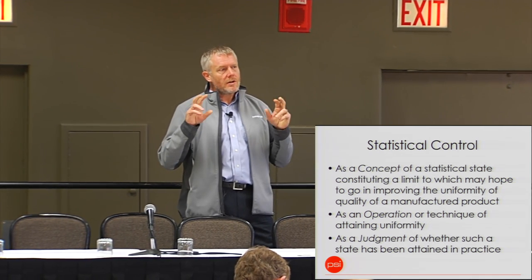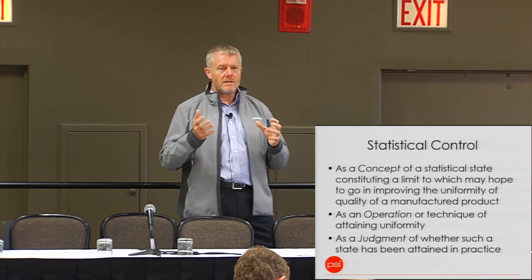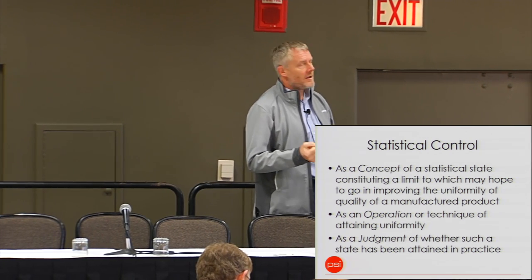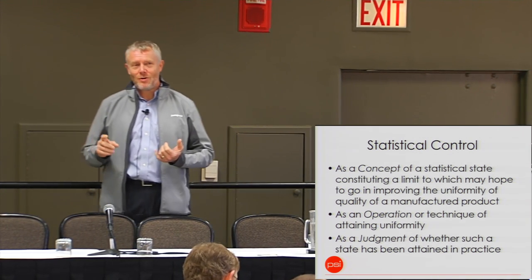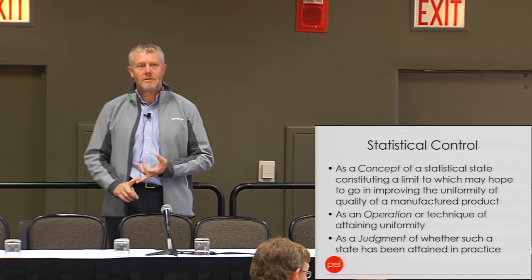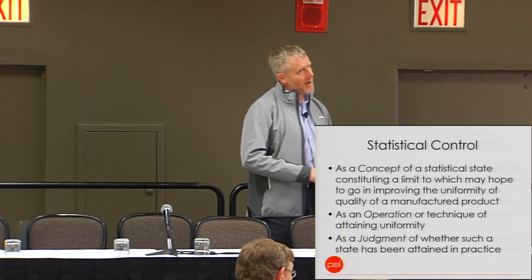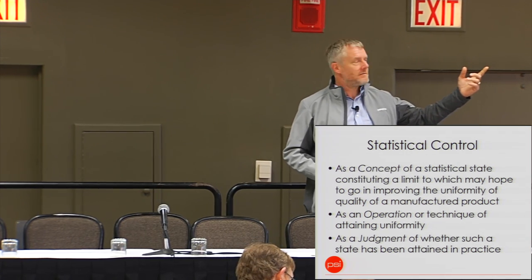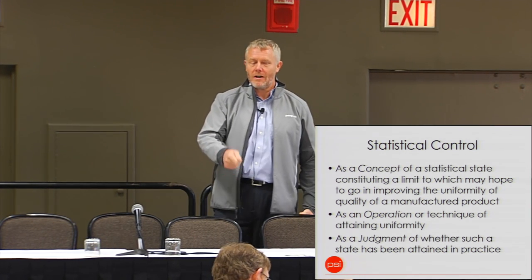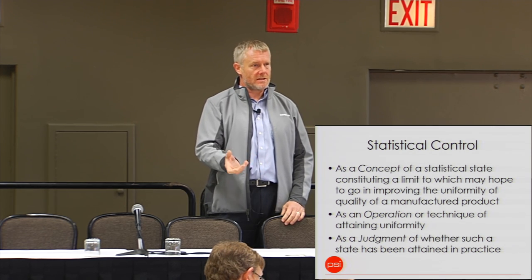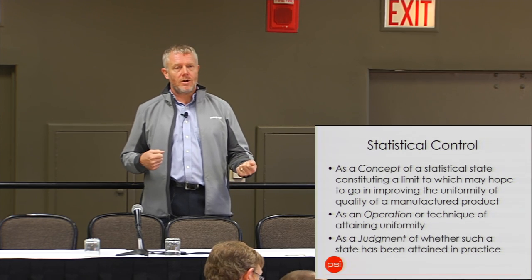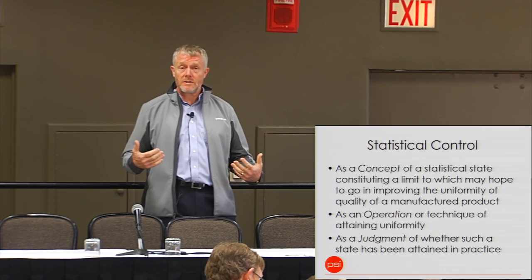In order to put communicable meaning into that concept, we need to operationally define it. And so the language is a little confusing because Shewhart talked about statistical control as a concept, an operation, and a judgment. So I just said, well, you need to operationally define that. Is that the operation? No, it's the judgment. So the judgment: do we or do we not have an example of a state of statistical control in front of us, a method that you and I can both apply, and we come to the same conclusion.